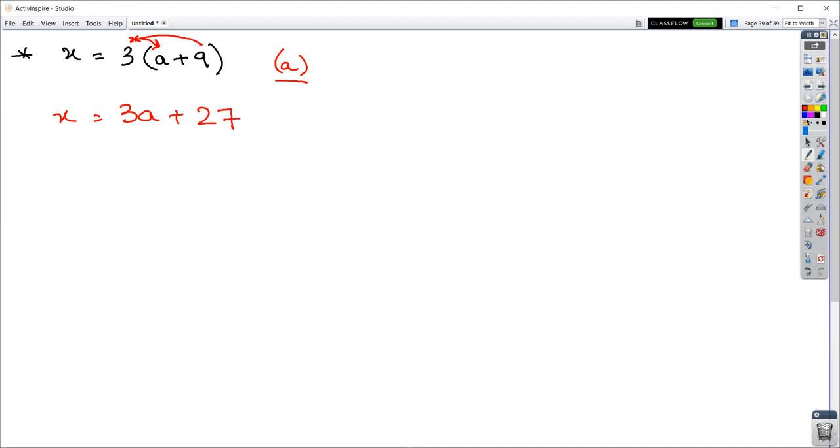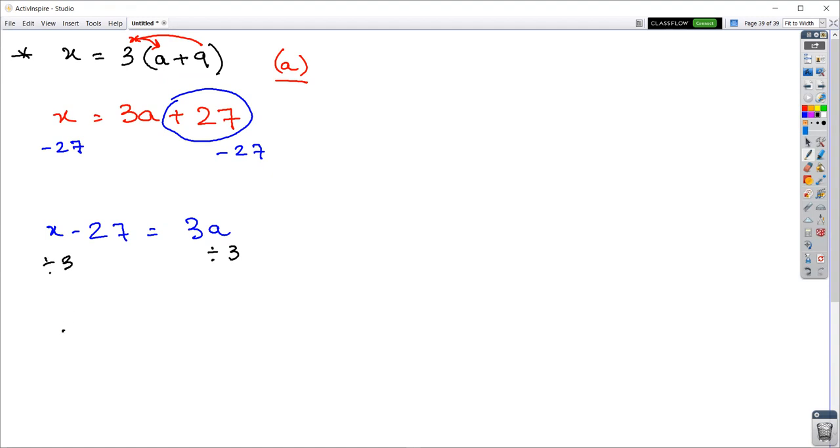Now we need to get rid of this 27 from here. So the inverse of +27 is −27 on both sides. The left-hand side changes to x − 27, and the right-hand side would be just 3a. To get rid of this 3, because 3 and a are written in a product form, the inverse of a multiply is a divide. So we're going to divide by 3 on both sides, and we'll get (x − 27)/3 = a, the whole thing divided by 3.